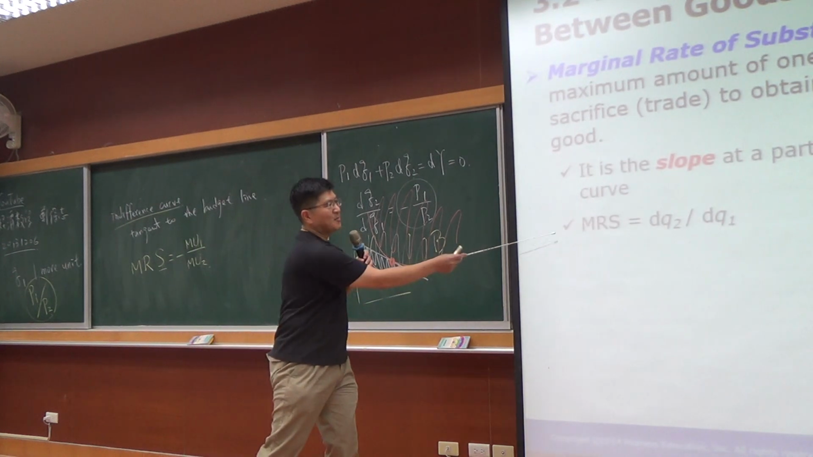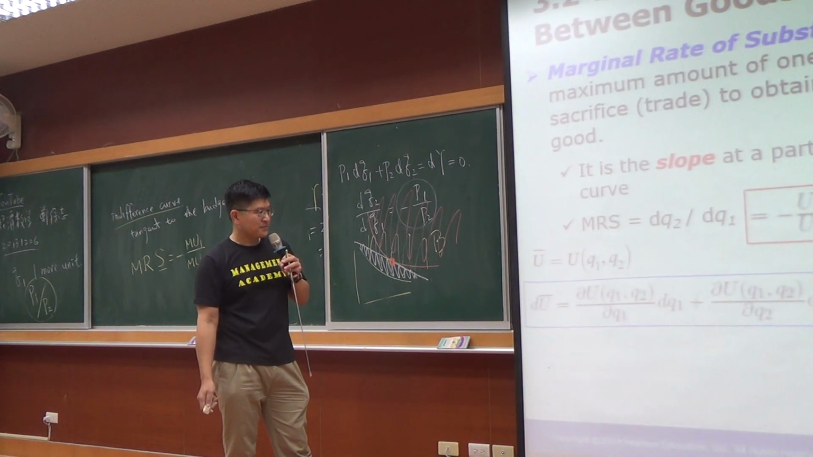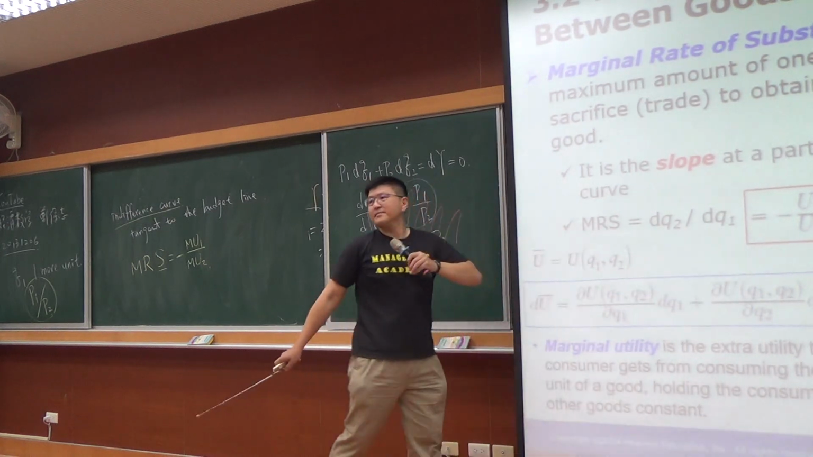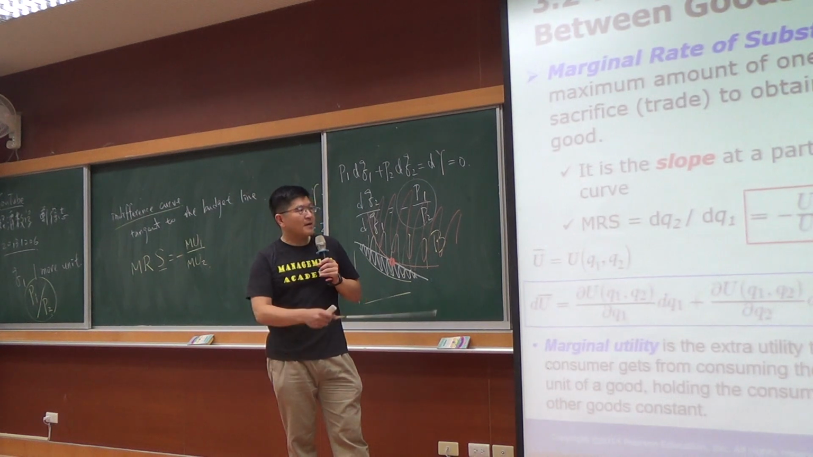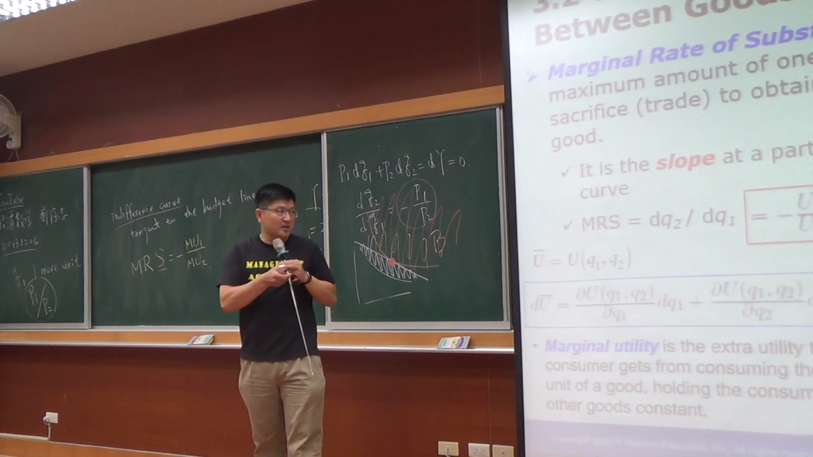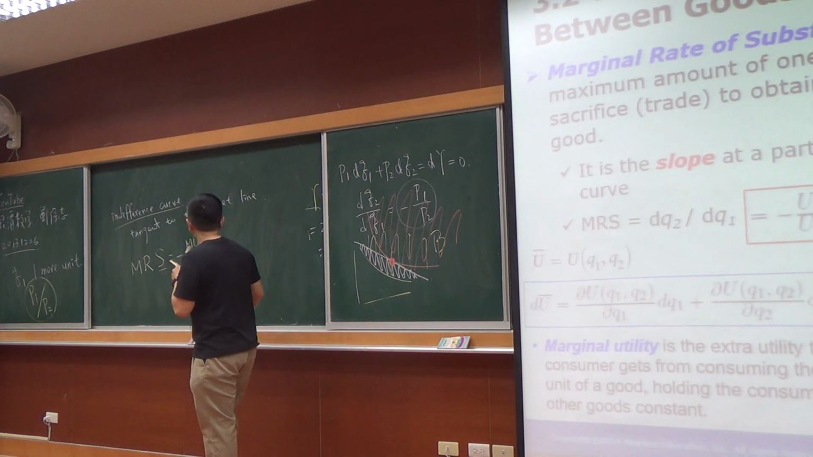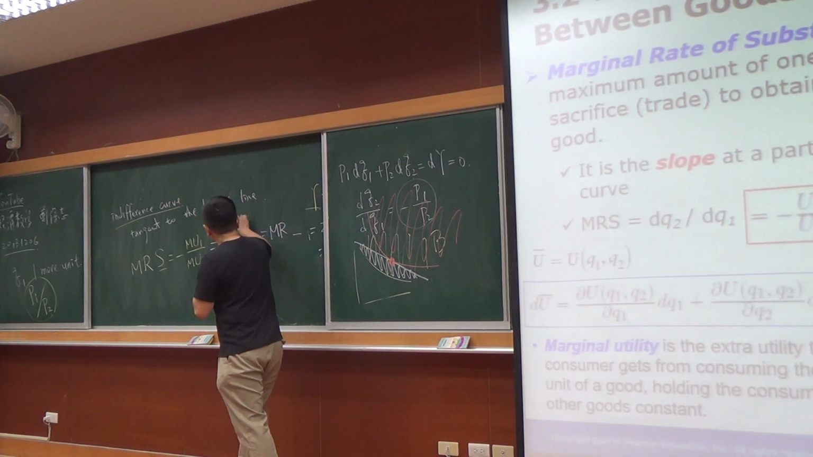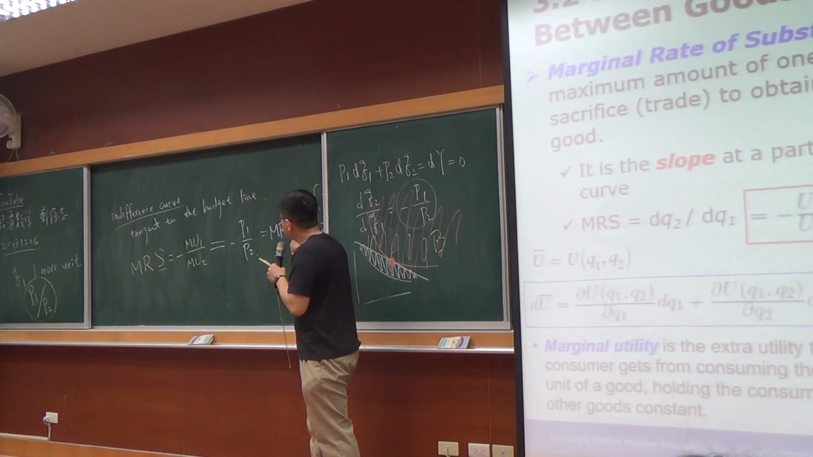Right? MRS, the slope. Okay? So MRS, the slope of the indifference curve, must equal MRT, which is P1 over P2 we just introduced a few minutes ago. What is it? MRT.